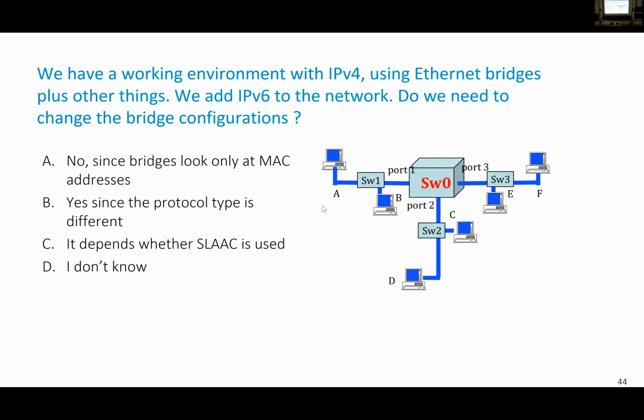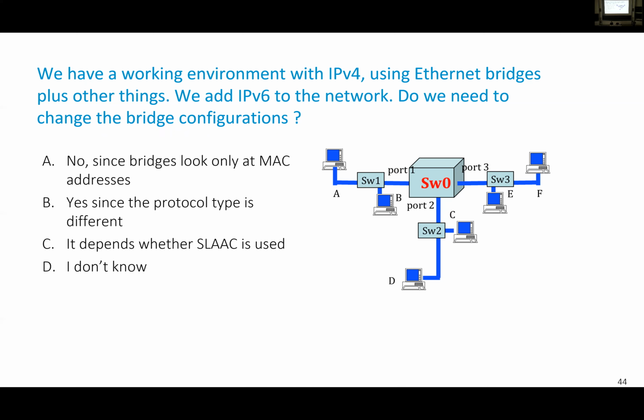Now let's go back to our network where we've replaced every physical cabling by switches, and assume we were working with IPv4. Then one day IPv6 comes in, and of course, the software in all the hosts needs to support IPv6, which is not a problem if you have recent versions of the operating system, which you should have because otherwise you're vulnerable to security problems. But do we need to change the bridges?